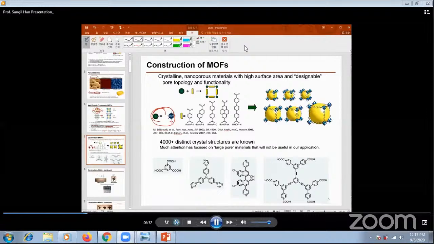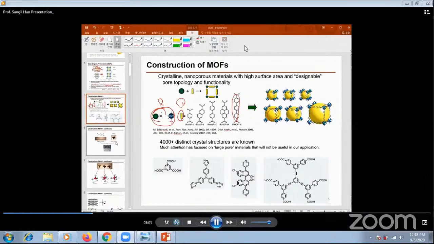When these two combine together with different linkers, when the linker length is increased, the pore size is also increased. So this is how we can tune the surface area, pore volume, and pore size of the metal organic framework.